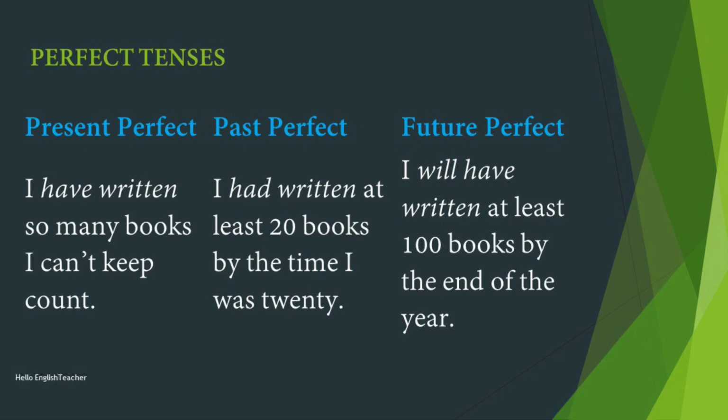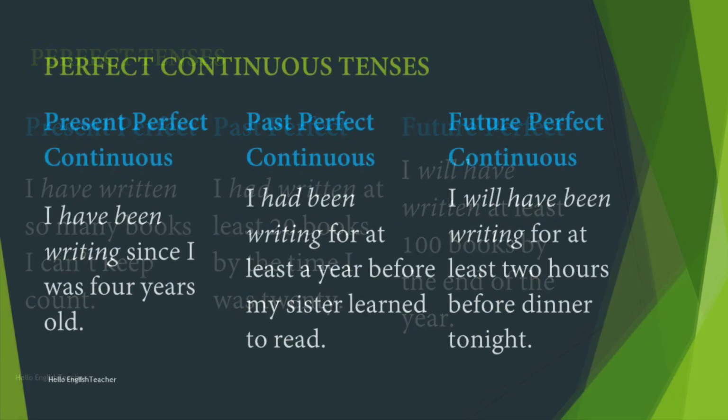Let us look at the example here. I will have written at least 100 books by the end of the year. By the end of the year is the specific time given. Before that, what will happen? I will have written. You can see will have plus the past participle of the verb write is used. I will have written at least 100 books by the end of the year. The next one is the present perfect continuous tense.